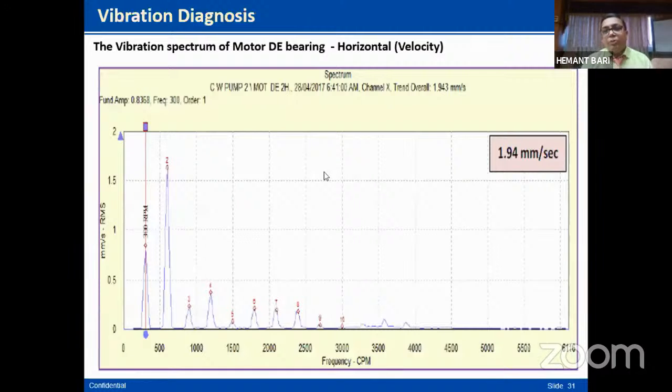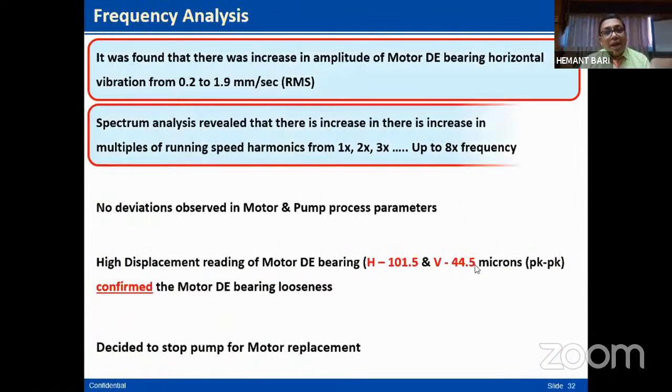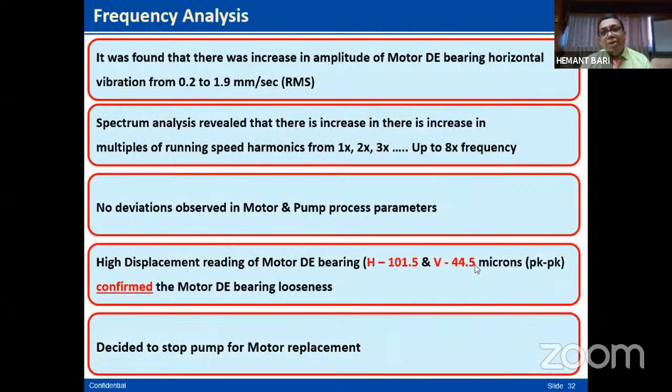We studied the spectrum and saw that multiples were there: 1x, 2, 3, 4, 5, 6. What do these multiples conclude? They reveal an increase in multiples of running speed harmonics, 1x, 2x raised up to 8x, which suggested looseness of the motor bearing. And the high displacement value also confirmed that there is a bearing looseness.